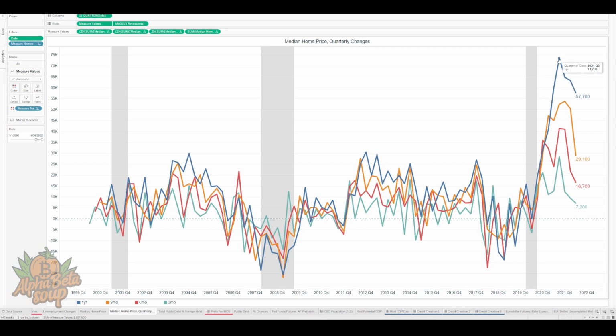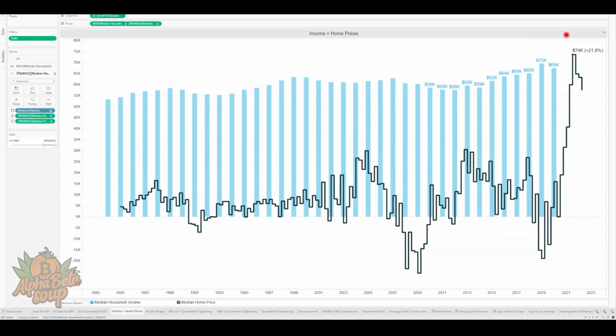In fact, there was a point in late 2021 where median home prices rose more in a single year than the median household income. You can see that right here. The latest value I've got on median household income is from 2020. It was $68,000. The highest value on this series is 2019 at $70,000. And in Q3 of 2021, the median home price was up more than $74,000 a year.